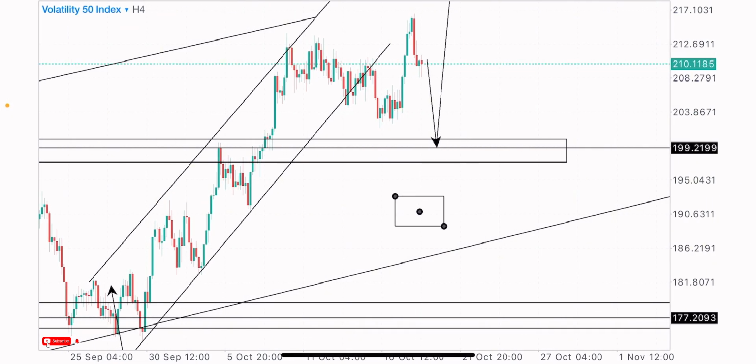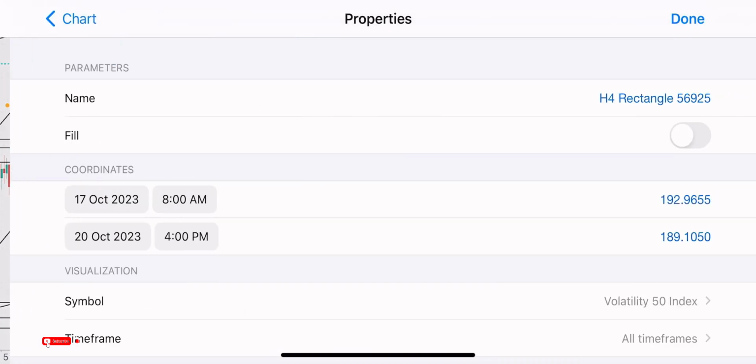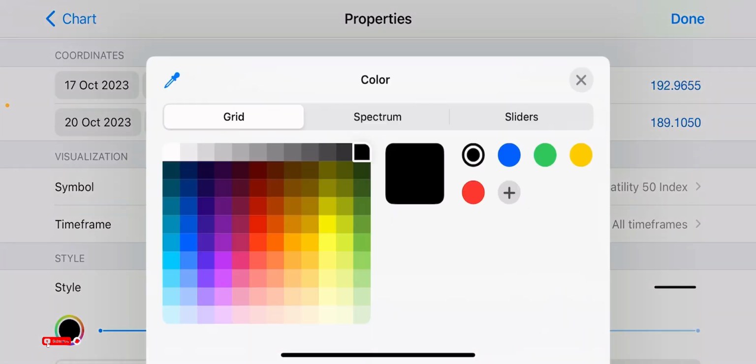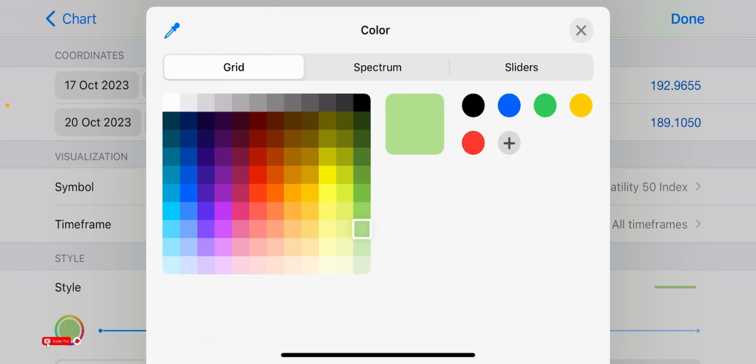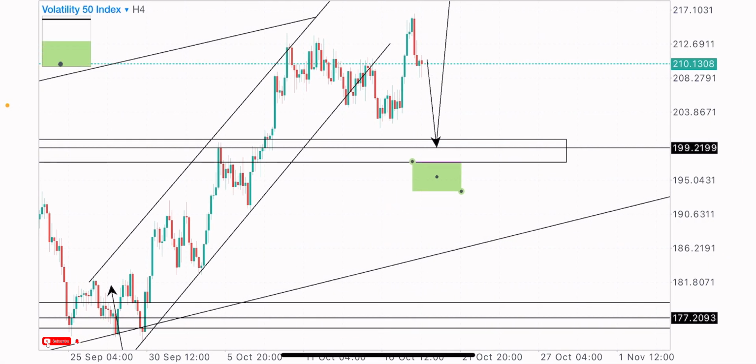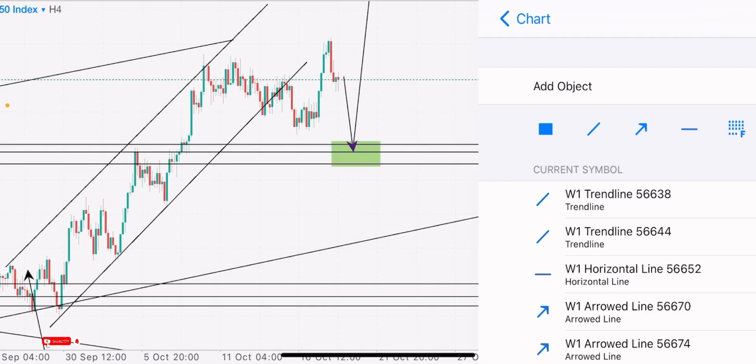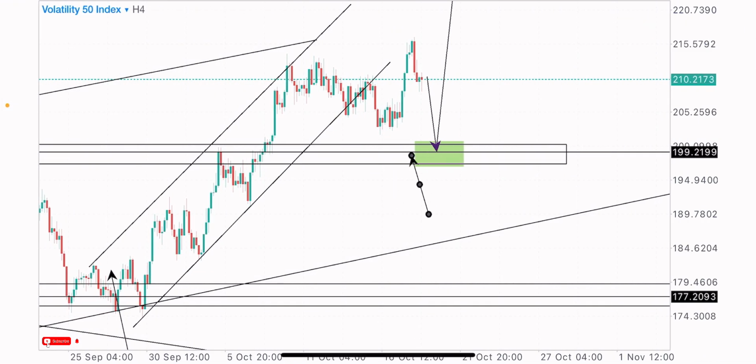Let's darken this and make it more specific. Right, let's make it green. So let's watch out for this level, this box, to buy this index. Watching out for market price action formation, like a reversal pattern formation at this point, an inverted head and shoulders pattern, a double bottom formation, a candlestick rejection at this point to buy this index.